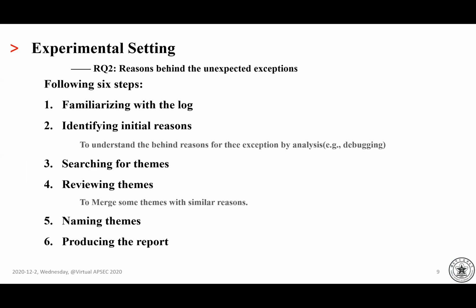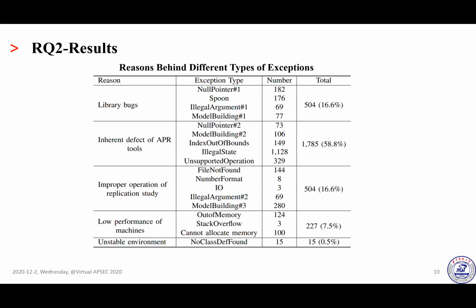Here is our experiment setting of research question 2. We classify the different types of exceptions into 5 categories. Note that our manual analysis shows that several exceptions are caused by diverse root causes. We thus use a sharp to denote different root causes in the table. Generally speaking, inherent defects of APR tools is the most common type, accounting for nearly 60% of total exceptions.